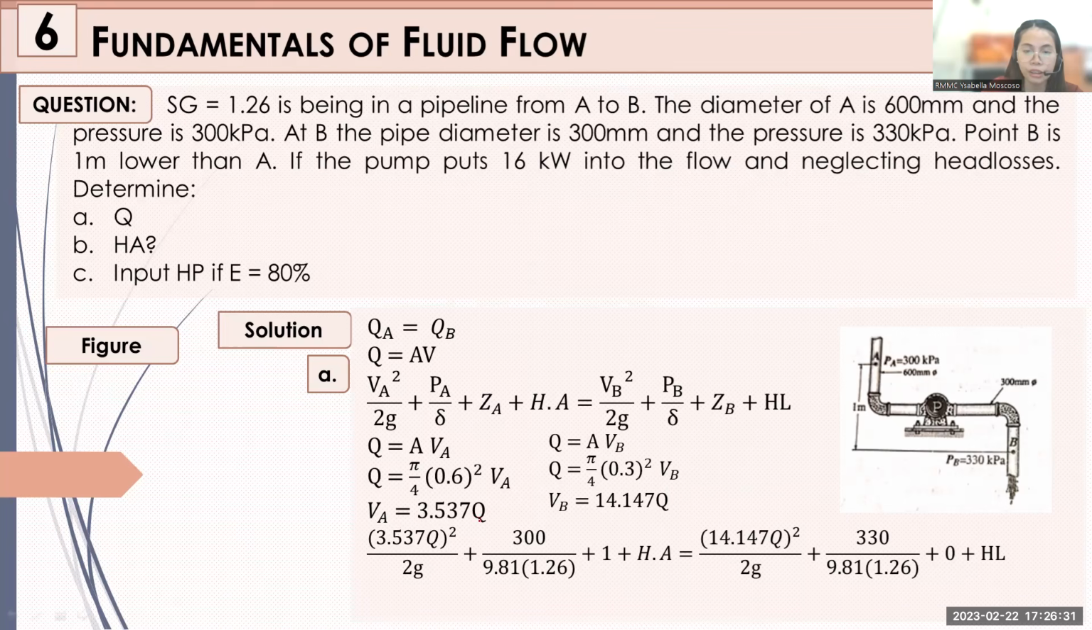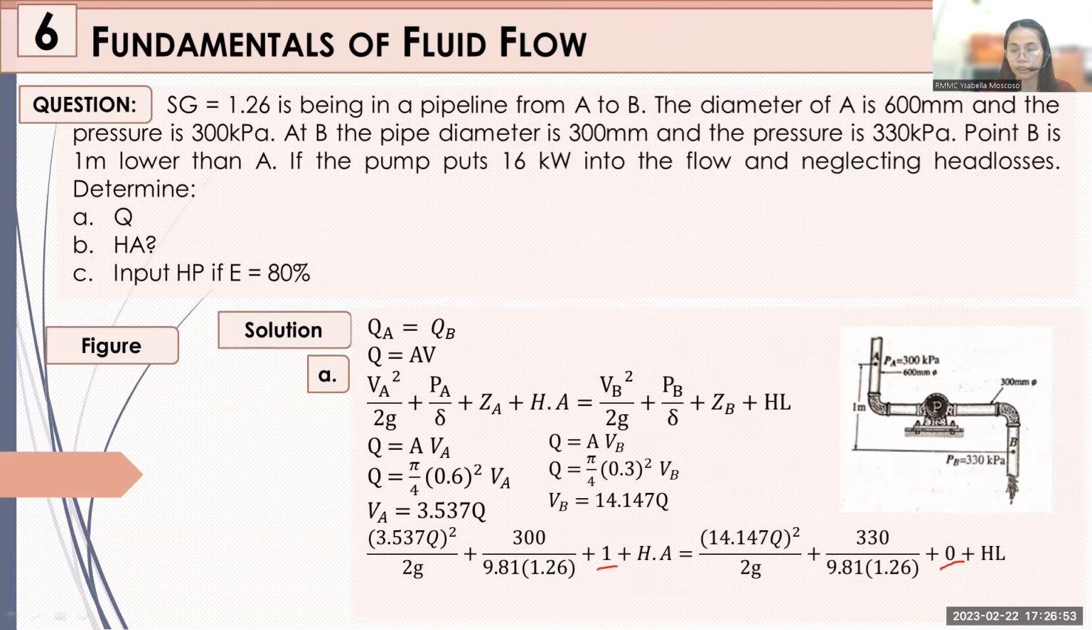Okay? So this is your velocity head. This is your pressure head. This is your elevation head. So you have HA, your velocity head, your pressure head, and your elevation at point B, plus the head loss. Why is it like this? Let us discuss your elevations.